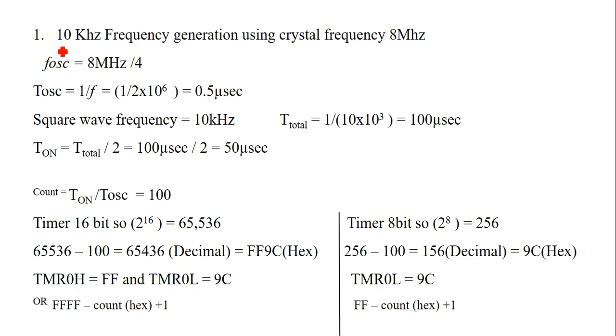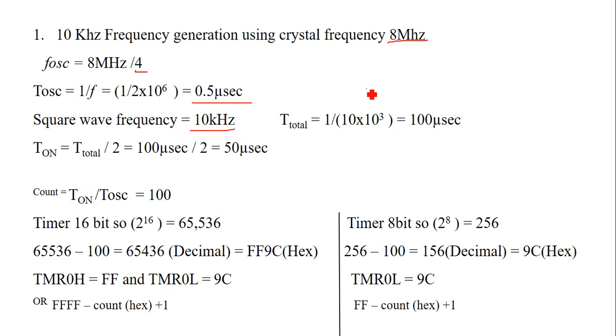Here we generate a square wave with frequency 10 kHz using a crystal frequency of 8 MHz. We are using the internal clock frequency, so F oscillator will be 8 MHz divided by 4. Without prescaler, there is no need to divide by one more number, so only 8 MHz divided by 4. For T oscillator, we know the time and the frequency are inversely proportional. So T oscillator is equal to 1 upon F oscillator, which comes to 0.5 microsecond.